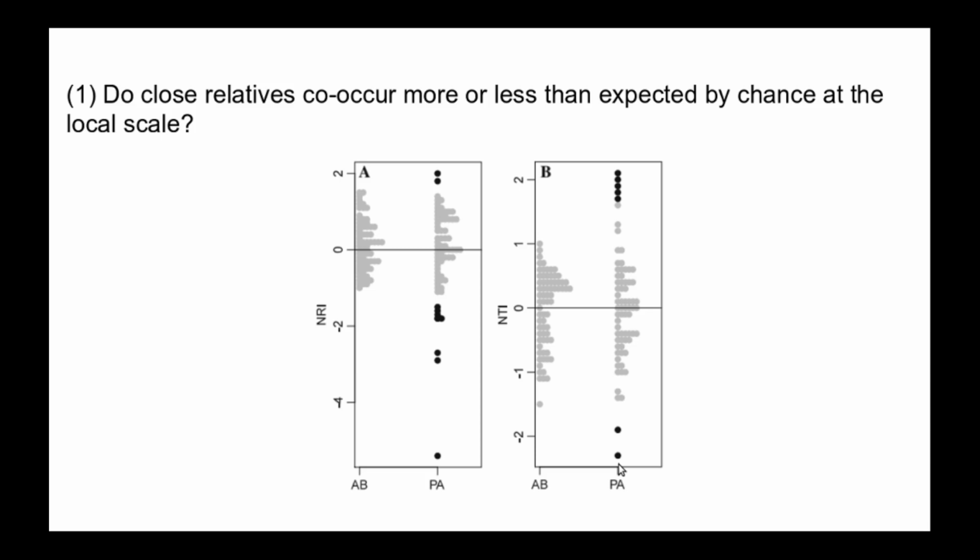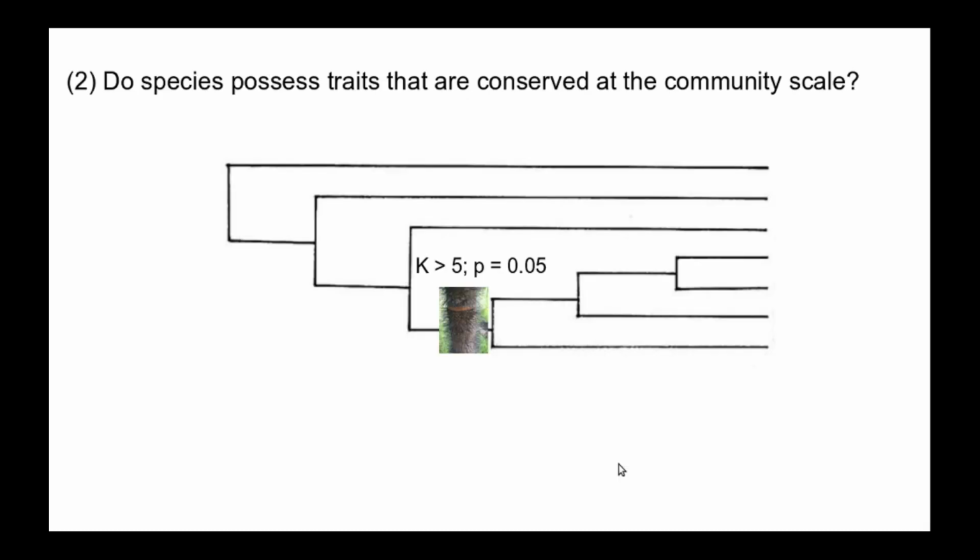Regarding the second question, do species possess traits that are conserved at the community scale? So I sampled a lot of traits in the literature, and a trait that is conserved is present in a monophyletic clade, and we call it conserved in the phylogeny.